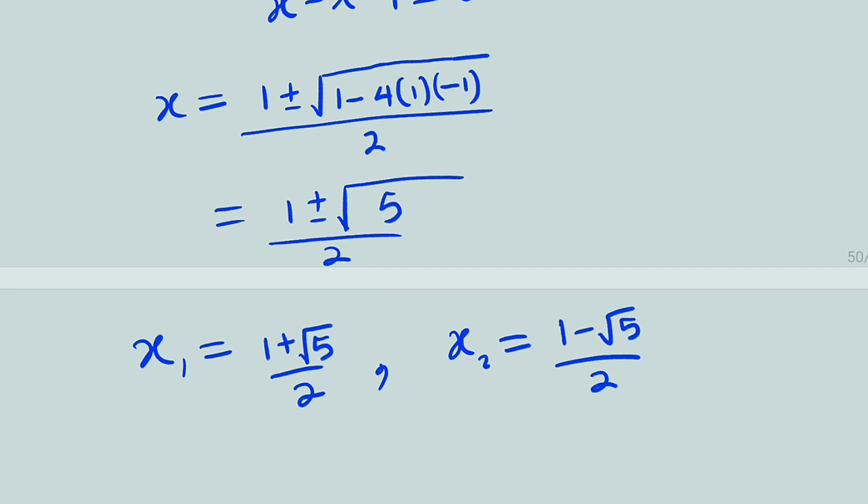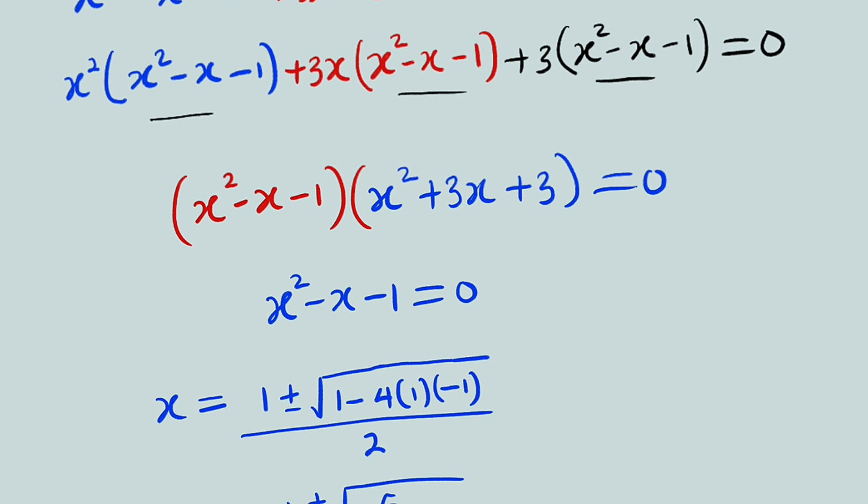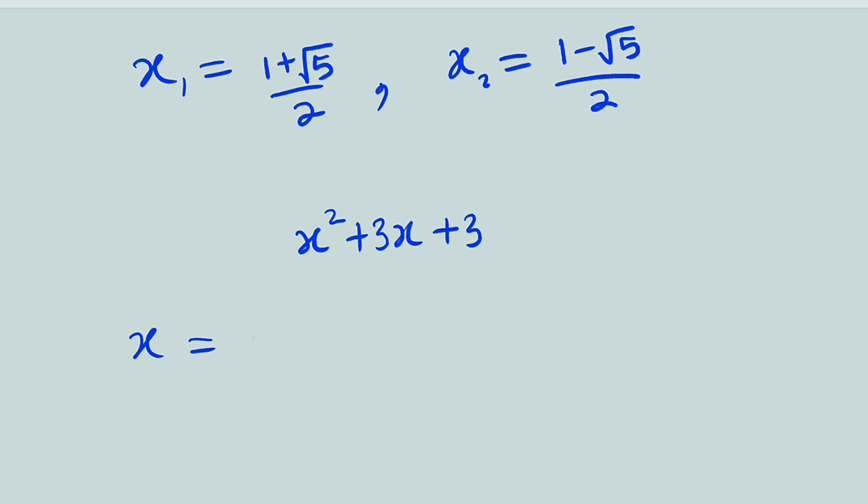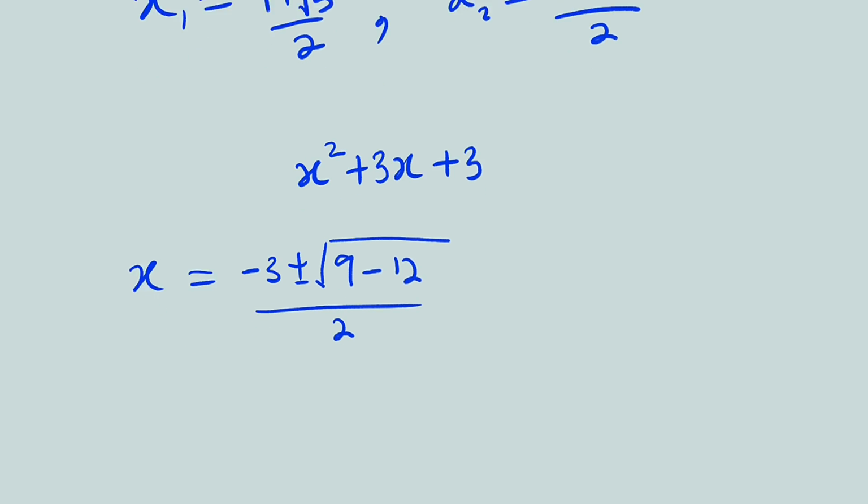Now let me consider the other factor, which is x squared plus 3x plus 3. All right, x here will be equal to minus b, that is minus 3, plus or minus the square root of b squared, which is 9, minus 4 times 1 times 3, which is 12. So we have 9 minus 12. Divide by 2 times the leading coefficient, which is 2.